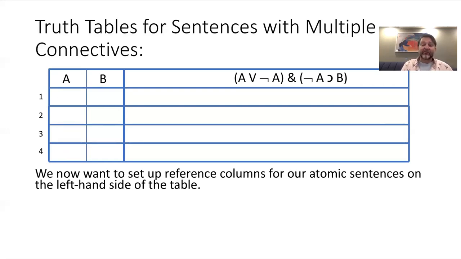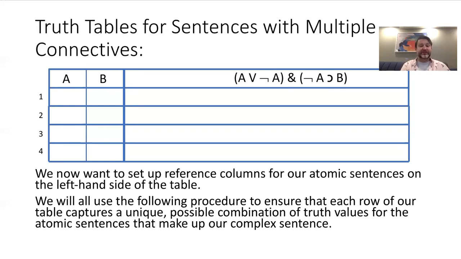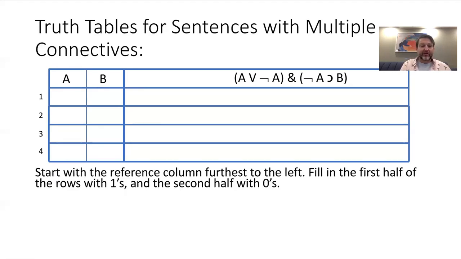And again, we want to set up situations that capture every possible way these sentences might be true or false relative to each other. So we're going to use the following procedure to ensure that each row of our table captures a unique possible combination of truth values for the atomic sentences that make up our complex sentence. What we're going to do is start with the reference column furthest to the left, and fill in the first half of the rows with 1s and the second half with 0s. So that'll look like this.